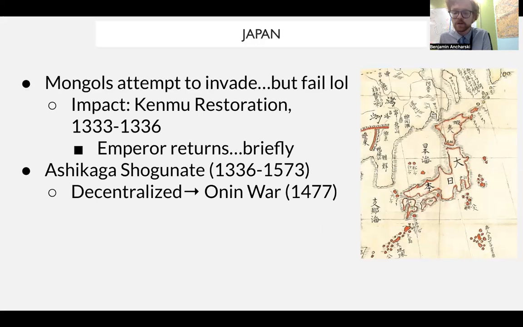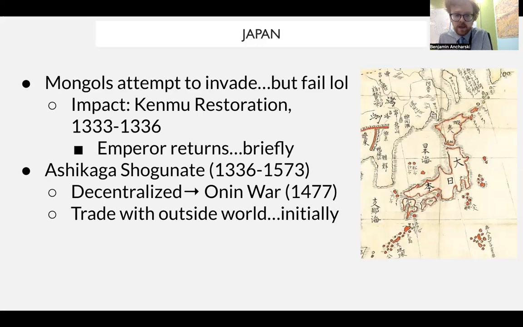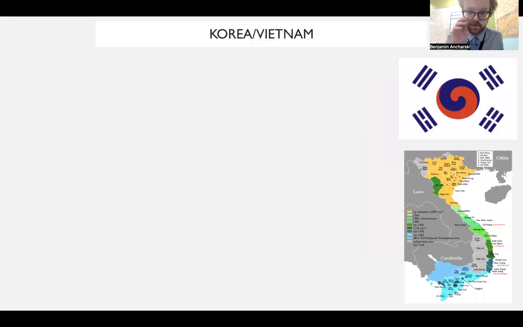Japan is going to briefly unify to resist the Mongols, and yet without the Mongol threat actually being realized, things just go back to decentralization. And we do see actually that in this atmosphere of decentralization, Japan is going to be a bit more willing to engage in trade with the outside world, at least temporarily. And we'll look at Japanese isolationism more in Unit 4, actually.